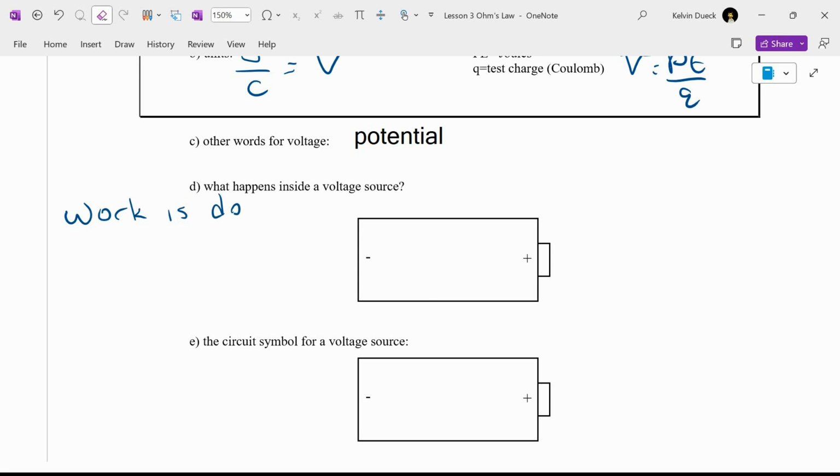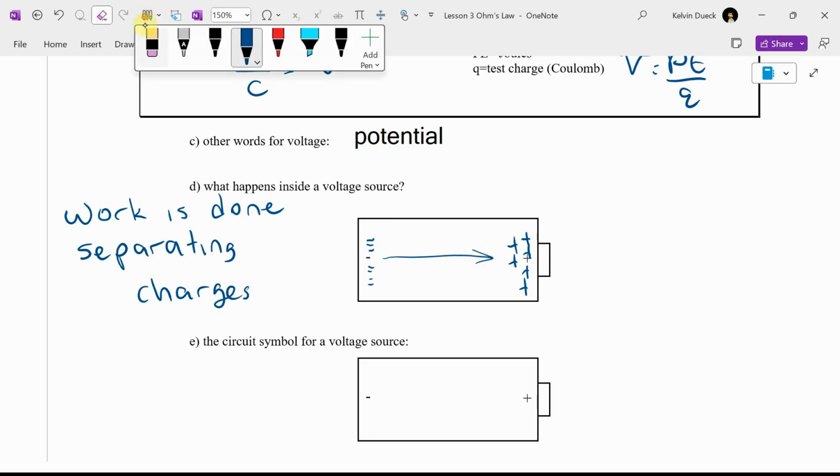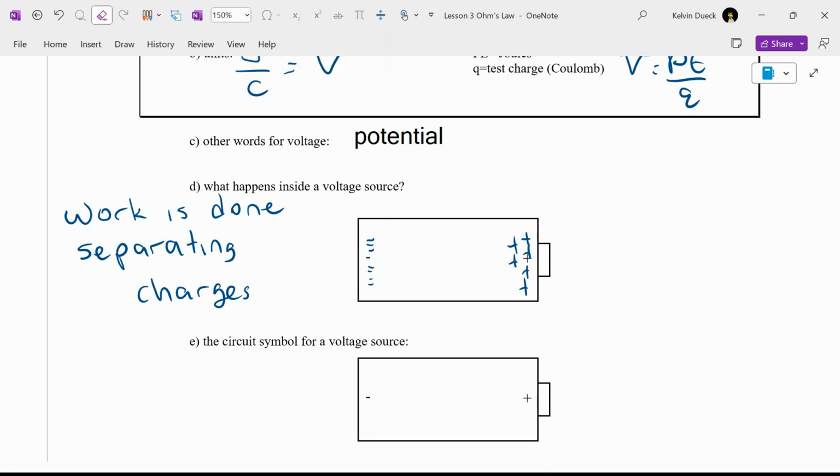Work is done separating charges. Through some kind of a chemical reaction going on, you end up with one section of the battery being negative and one section of the battery being positive. Like charges repel, unlike charges attract. So the negative electrons want to move this way. Don't write that down, but we prevent them from doing so with some clever chemistry.